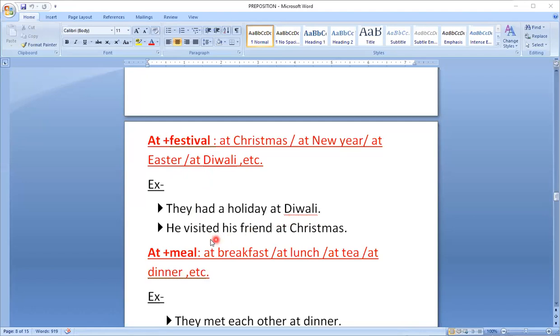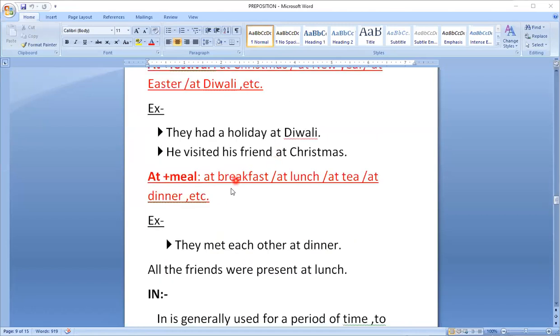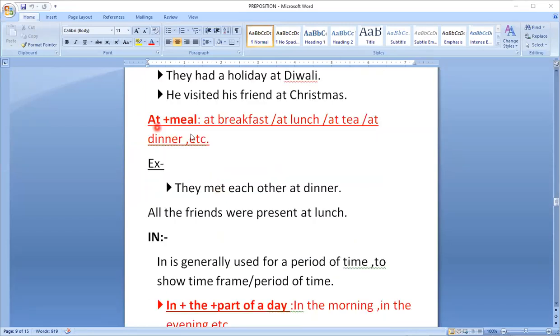In the second sentence, he visited his friend at Christmas. Here we also talk about a festival, so we use the at preposition. Okay students, now the next one is at plus meal. Notice that with meals we use the at preposition: at breakfast, at lunch, at tea, at dinner.